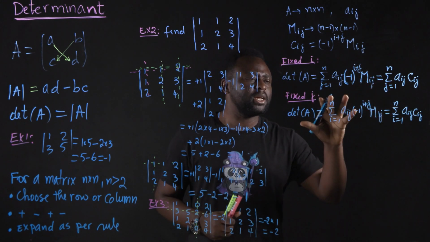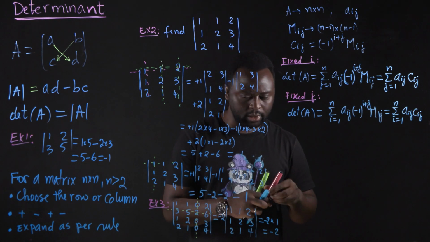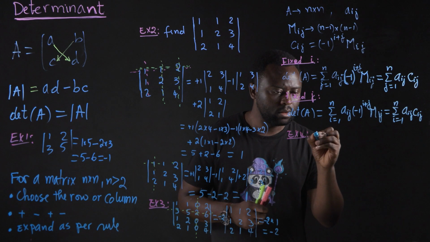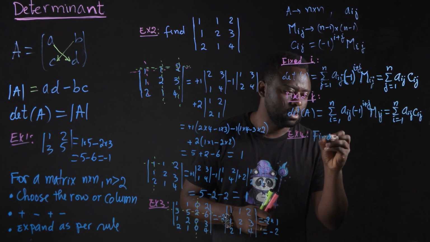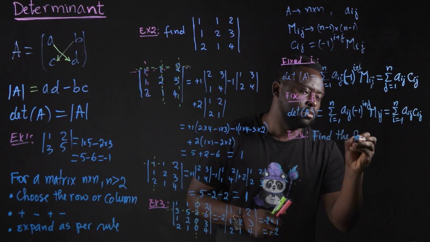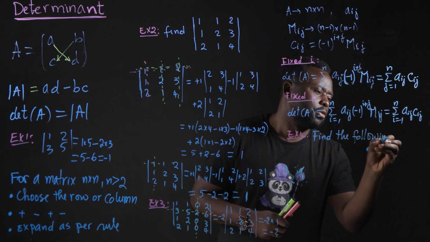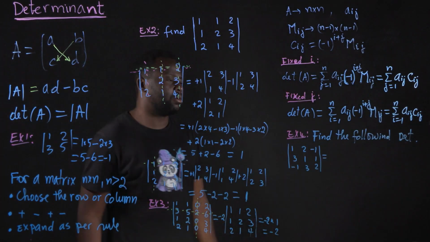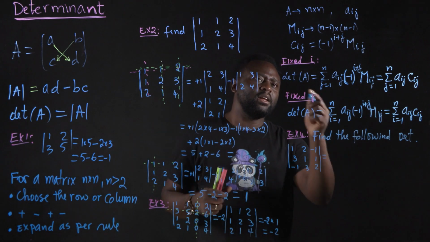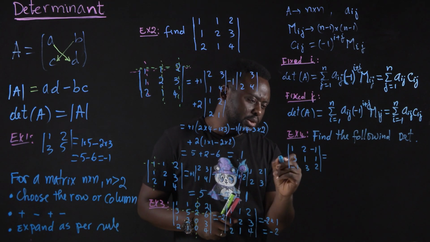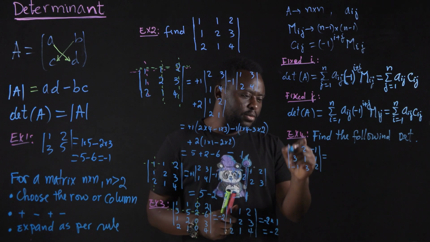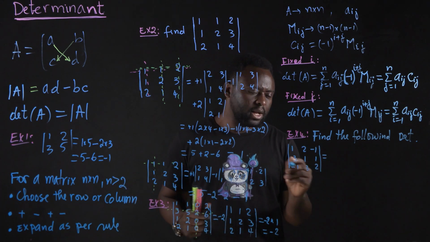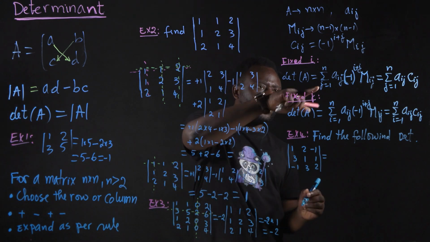As an application, let's find the determinant of the following matrix. Let's call this example 4. Find the following determinant. As I say, I can choose to expand following the first row, second row, or third row, or the first column, second column, or third column. So in this case, what do you prefer? Let's expand following the second row, and we use this definition.